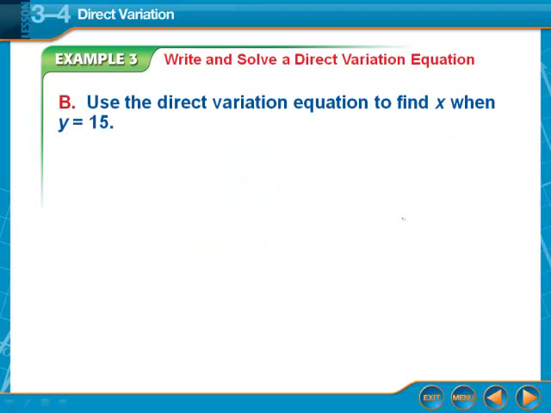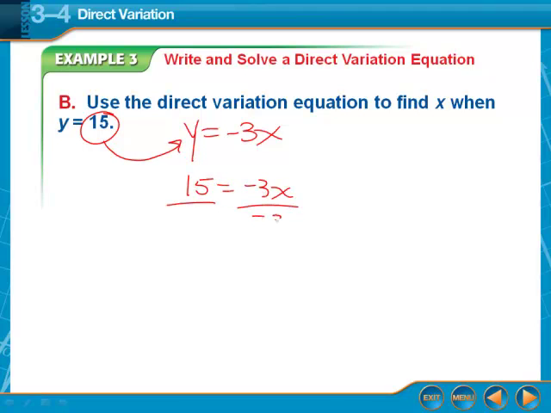Once I have that equation established, y equals -3x, then I can start answering more questions. If I have y equals -3x, now it says, use the direct variation equation to find x when y equals 15. Okay, so what do I do? This is my substitution. Seen it, done it. 15 equals -3x. Divide by -3. X has to be -5.